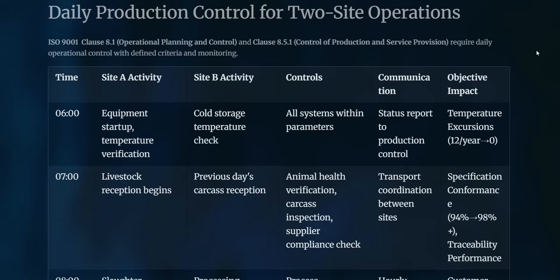And the control measures here include animal health verification, carcass inspection, and supplier compliance check. The communication here will include transport coordination between site A and site B. The objectives we will impact with this control include specifications conformance, which currently we are at 94% and we want to raise it to 98%, and also traceability performance.